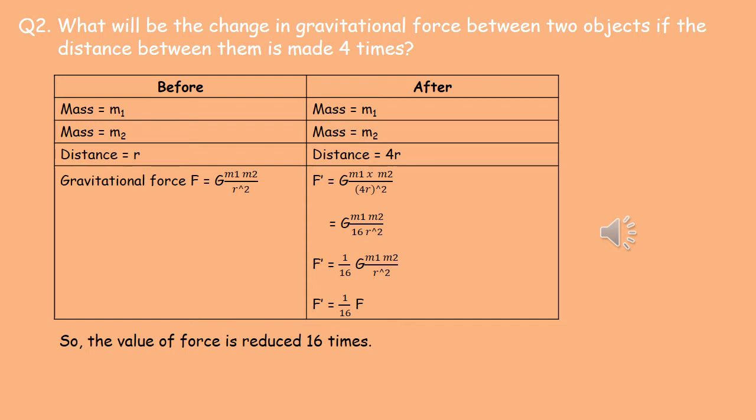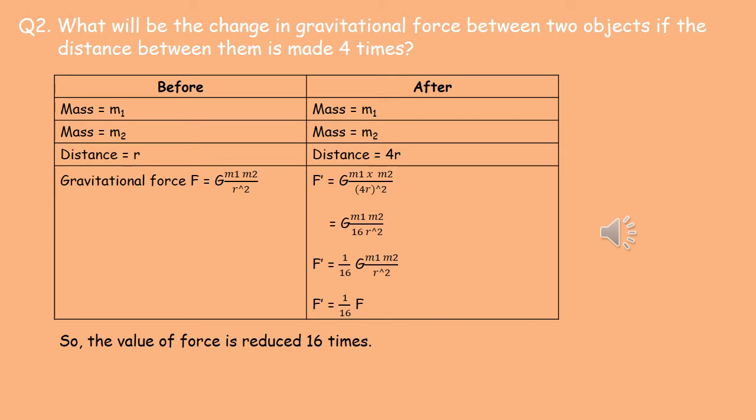Question number 2. What will be the change in gravitational force between two objects if the distance between them is made 4 times? Unlike the previous sums, here distance is being changed, the masses remain the same. This one also we are solving in column method, two columns before and after. So previously the mass of the first body is m1, it remains the same. The second body has mass m2, it is also remaining the same. The distance r is changing to 4r.